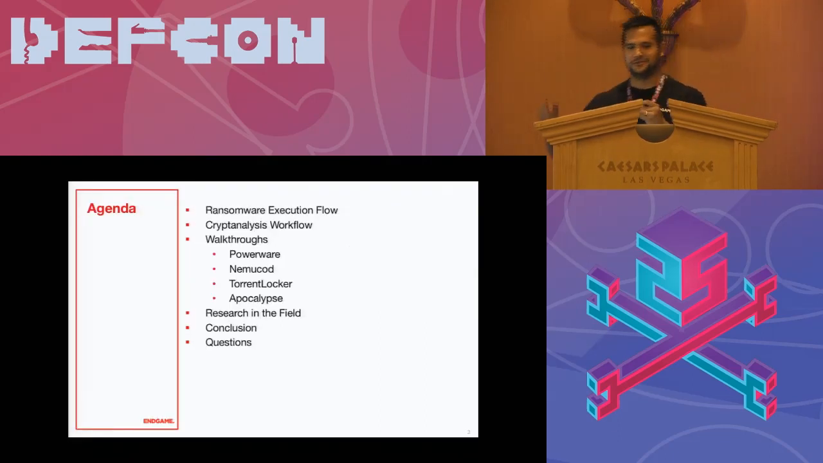So, just to go over the agenda really quick here, we're going to discuss very briefly typical ransomware execution flow. Then I'm going to discuss a high-level methodology for working through cryptanalysis of encryption schemes within ransomware. Then I'll do walkthroughs of four unique pieces of ransomware from four different families. I'll briefly discuss current research that's out in the field. Then I'll wrap things up with a conclusion and hopefully have time for questions.